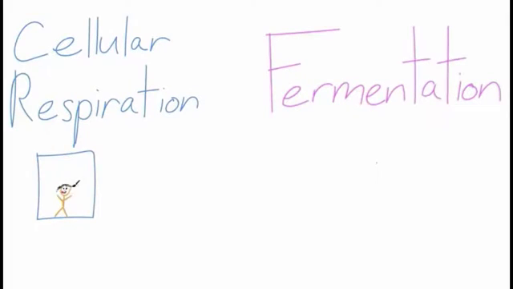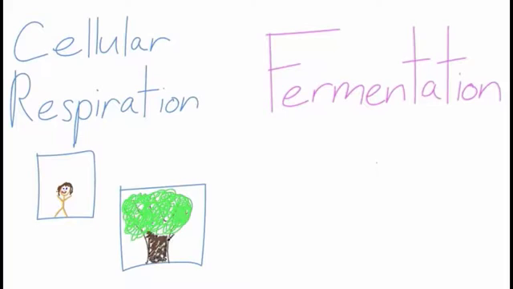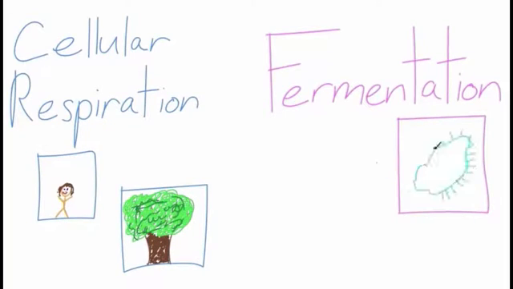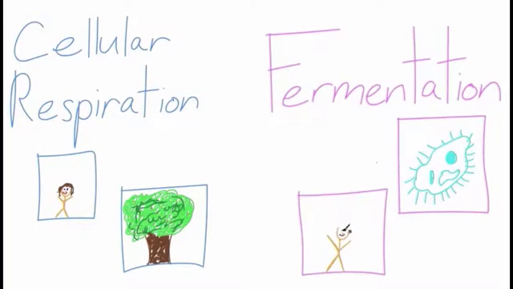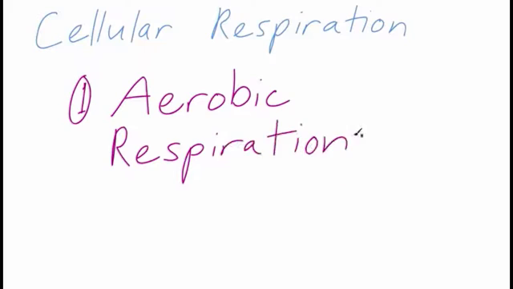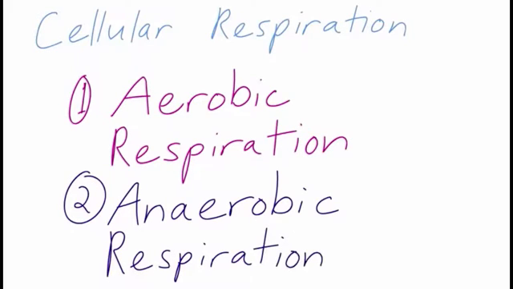The first is cellular respiration, and the second is fermentation. By the end of this video, you will be able to tell these processes apart, and even predict which processes occur based on a given organism's environment. Let's talk about the different kinds of cellular respiration. There are two types: aerobic respiration and anaerobic respiration.